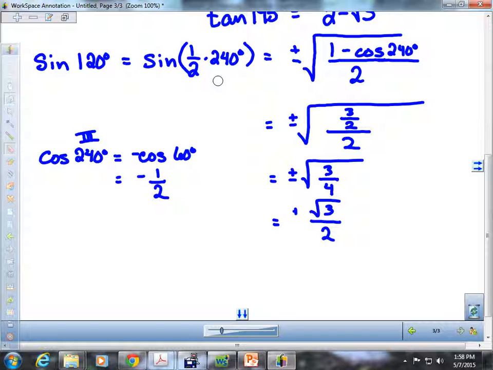Okay, so using half angle identities. Okay, I think there's one more example that we want to go through in the notes, and then I'm going to go to your questions.